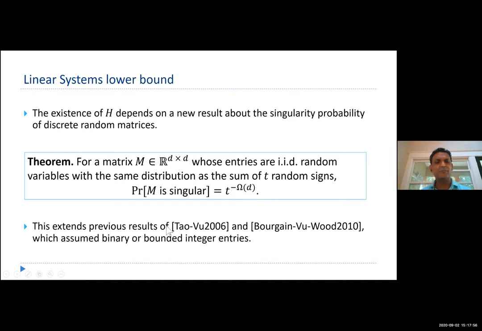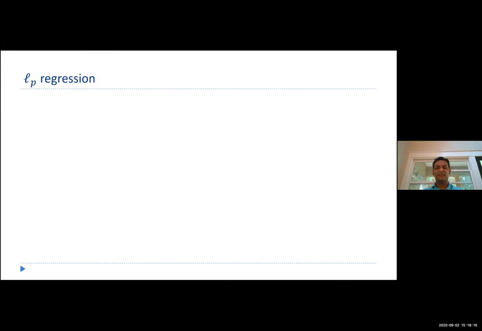This extends previous results; this is a well-studied subject for other reasons. Previously, this was known for binary matrices and for matrices with bounded entries. But the proof ideas there were powerful enough that although the result doesn't follow, you can use them to derive this bound. Okay, so that's linear systems.